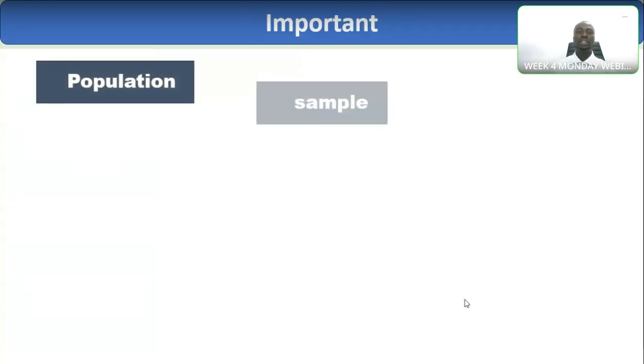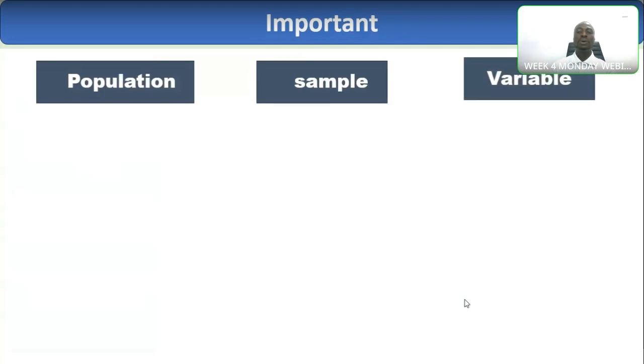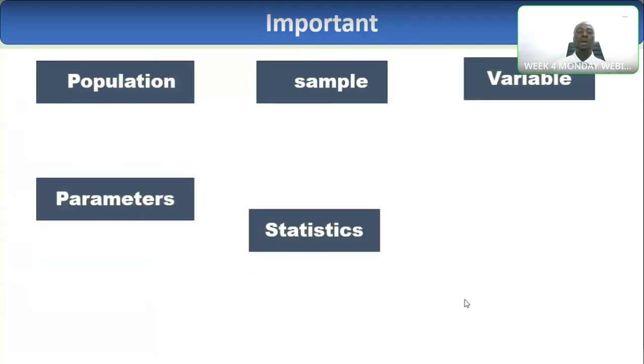Let's look at some other important terms that you are going to be encountering in your journey as you are trying to become a data professional and you want to be employing the principles of statistics. The first is the population.